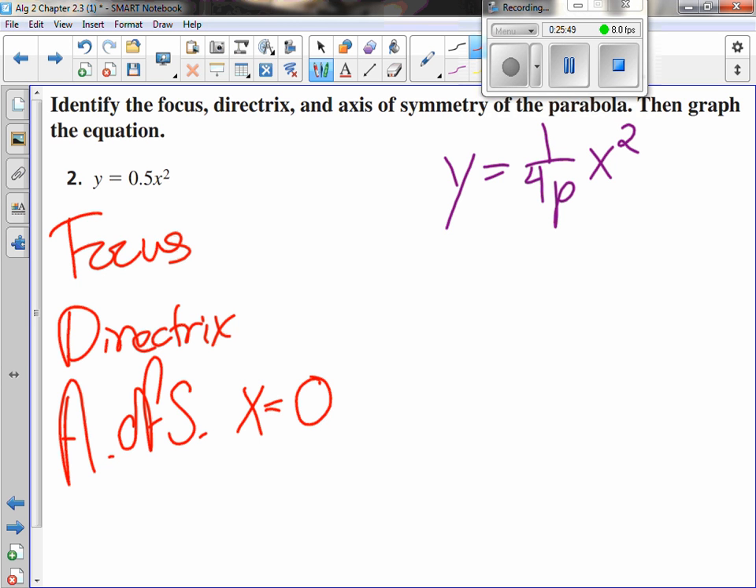So far, just because the equation has x squared, it tells me that the axis of symmetry is x equals 0. It's just straight from the formulas. It's straight from our definitions.